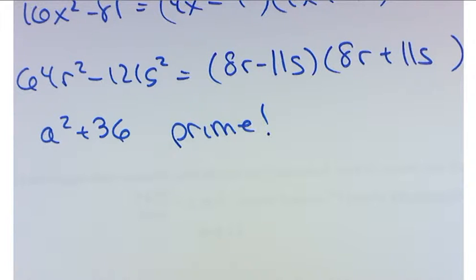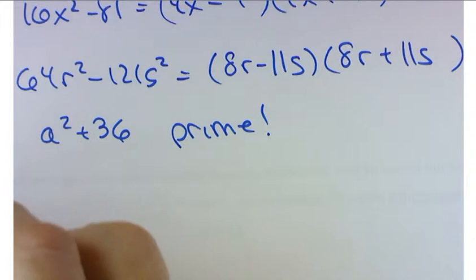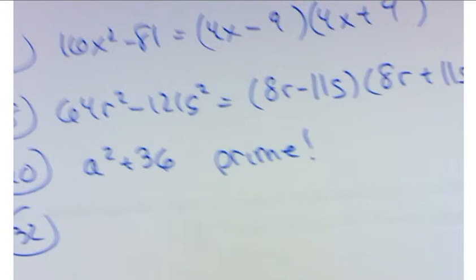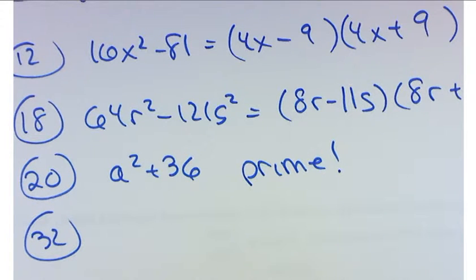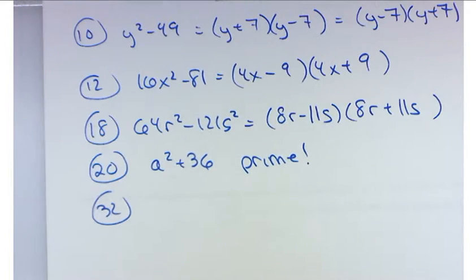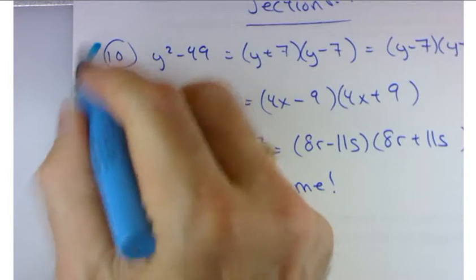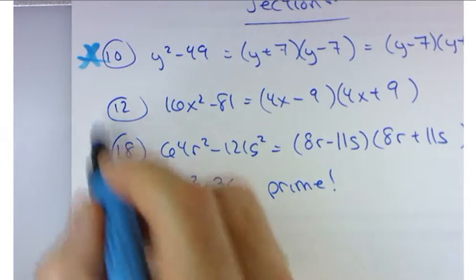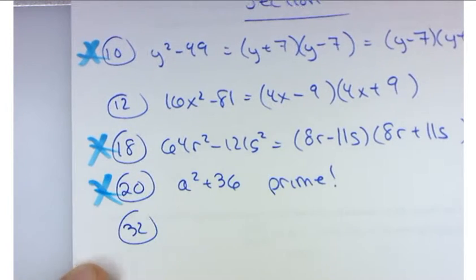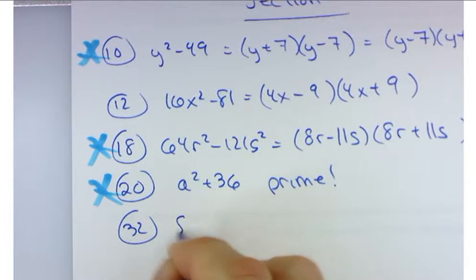So let's move on then. Let's take a look at problem number 32. And what you're seeing is kind of a progression of problems not much different than what you're going to see on the exam. You're going to see an easy one, a harder one, maybe a sum of squares, a prime one, and a problem like number 32, which is going to go a little bit further.